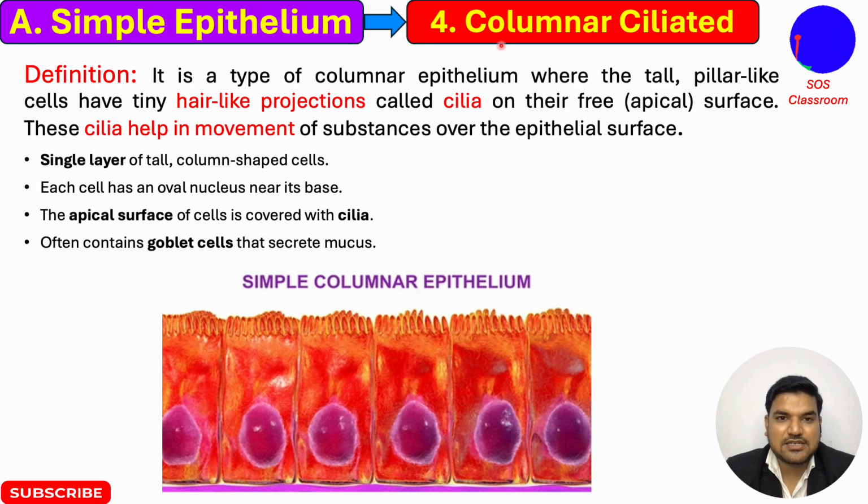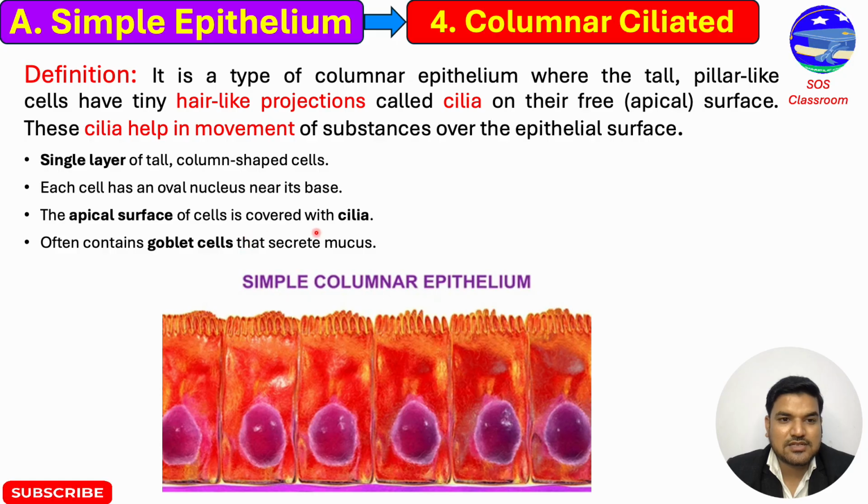Next is the columnar ciliated. The cells are the same as columnar, but with the formation of cilia on the columnar cells. Cilia are hair-like projections that are helpful for different types of functions in the body. For example, a single layer of tall, column-shaped cells, each cell has an oval-shaped nucleus at its base, the same as columnar cells.